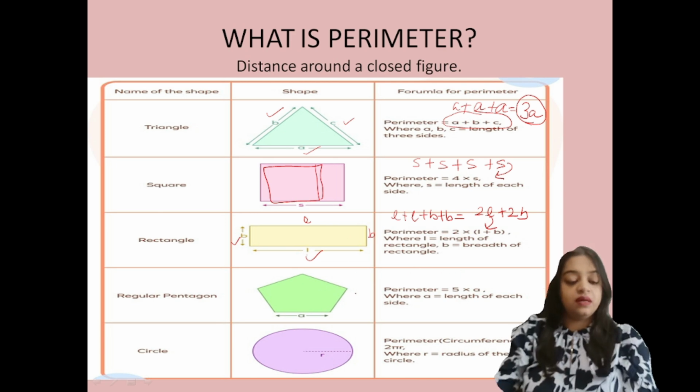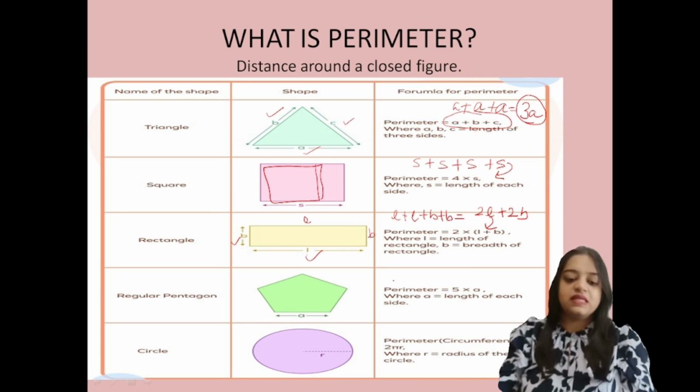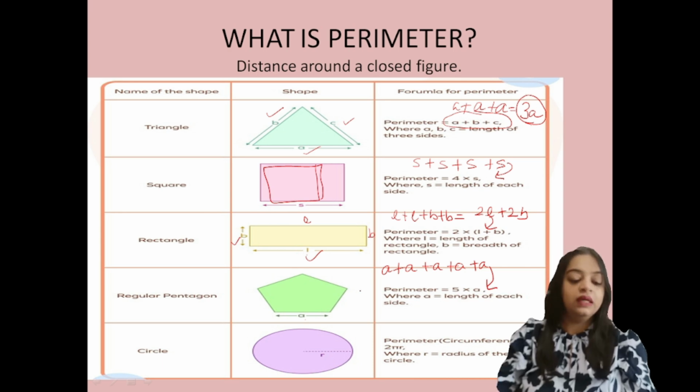Okay, next shape is pentagon. So pentagon is a polygon having 5 sides. All 5 sides are equal. So if we take one side as a, so 5 times if I add this a, it will give me the formula 5 into side. So this is the formula for calculating perimeter of pentagon.